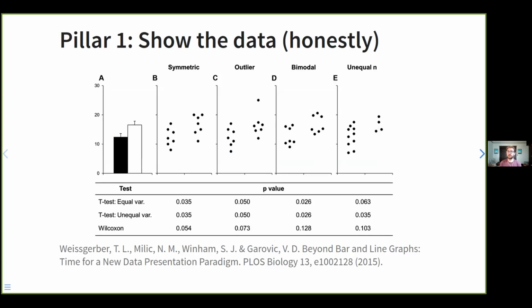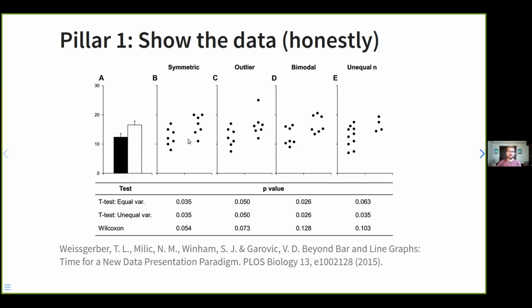So this pillar, show the data honestly, is part of what's become a new requirement in a lot of journals these days for research publications. You'll notice here in this publication figure that they're demonstrating the concept of what you lose when you only show a summary statistic bar plot. So panel A here is showing a bar plot of the data with 2 different means, as well as what I assume are some sort of standard deviation or other kind of confidence interval metric.